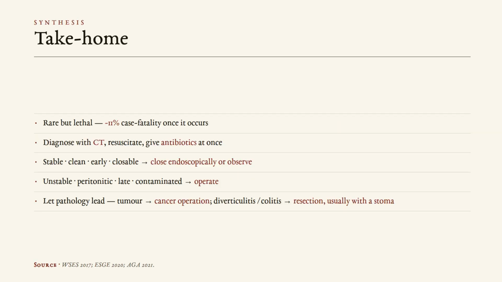So to synthesize, perforation is rare but lethal enough to respect, about 11% case fatality once it occurs. Diagnose with computed tomography, resuscitate, and give antibiotics at once. If the patient is stable, the field clean, the perforation early and closable, close it endoscopically or observe. If they are unstable, peritonitic, late, or contaminated, operate. And above all, let the underlying pathology lead. A tumor becomes a cancer operation. Diverticulitis and colitis become resections, usually with a stoma. Recognize early, match the response to the peritoneum, and respect the disease beneath the hole.